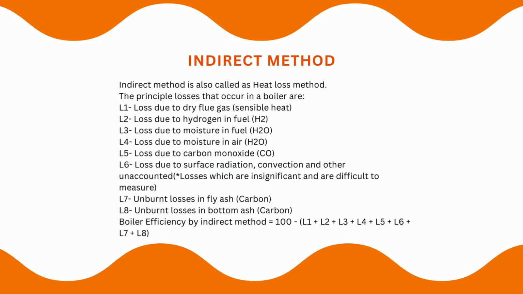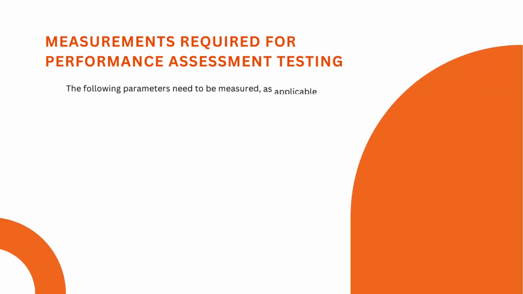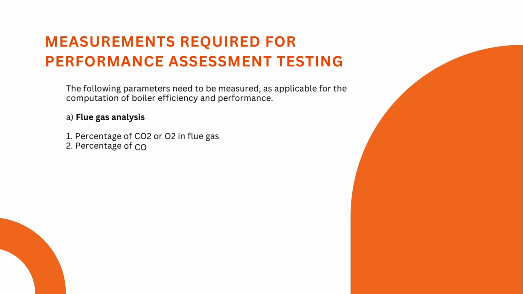Now, boiler efficiency by indirect method is equal to 100 minus (L1 plus L2 plus L3 plus L4 plus L5 plus L6 plus L7 plus L8). Measurements required for performance assessment testing. The following parameters need to be measured as applicable for the computation of boiler efficiency and performance.